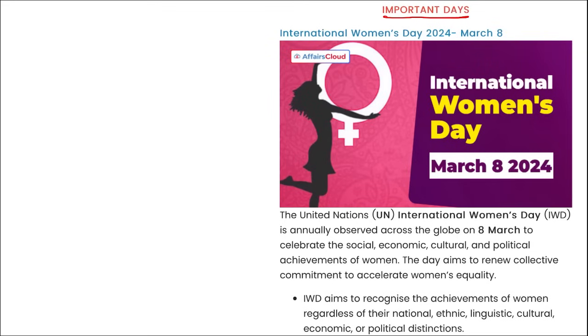Next, important days. International Women's Day is observed on 8th of March globally. This day is to celebrate the social, economic, cultural and political achievements of women. The day aims to celebrate women's equality, their achievements and their individual rights. Correct? And there is a theme for this that you need to remember: Invest in Women: Accelerate Progress.